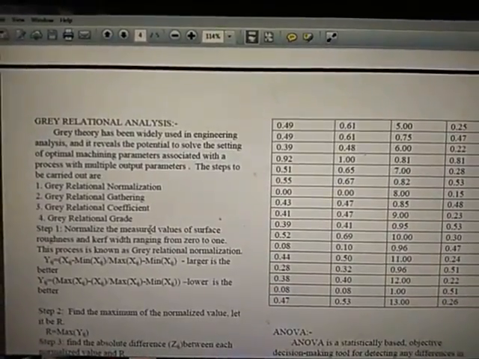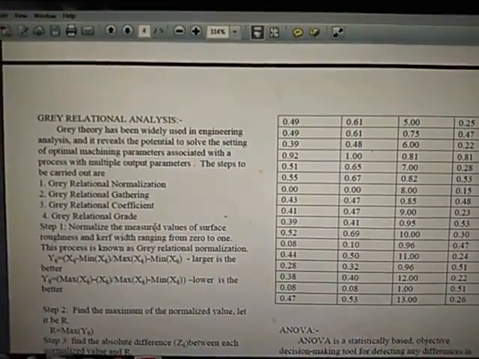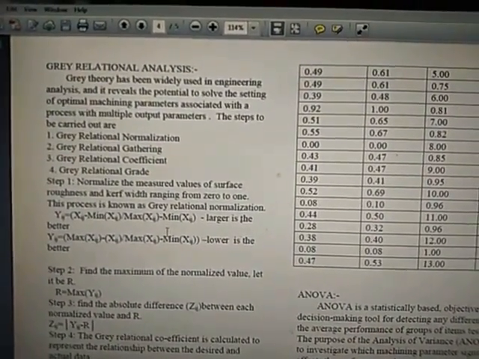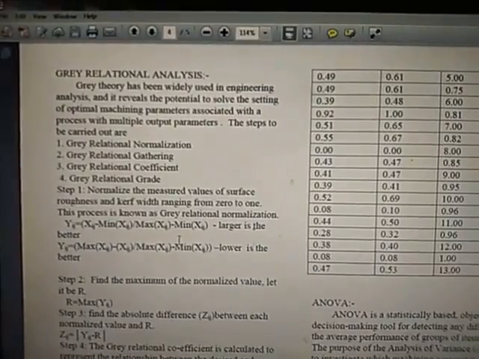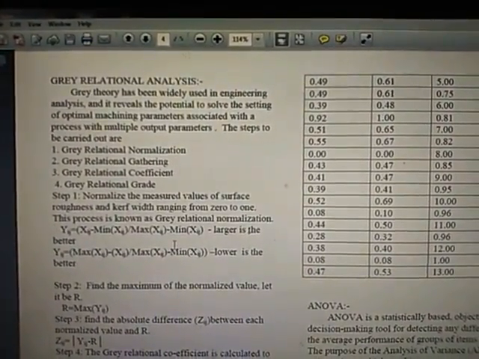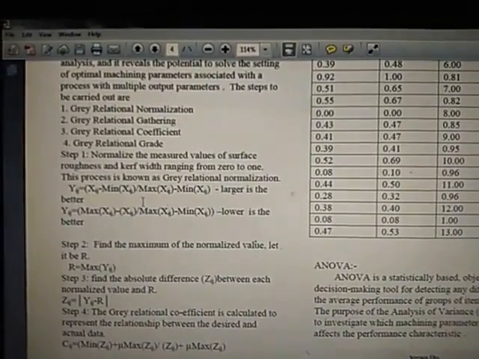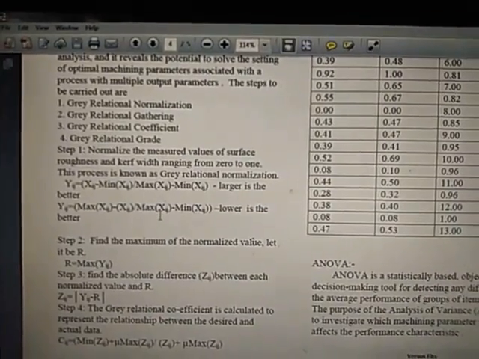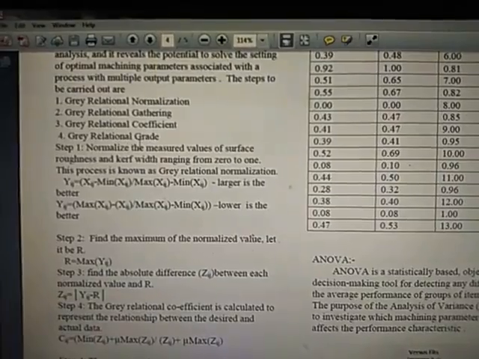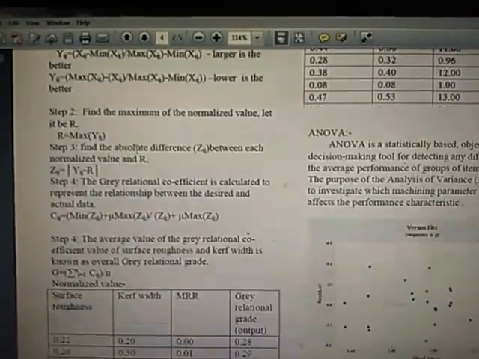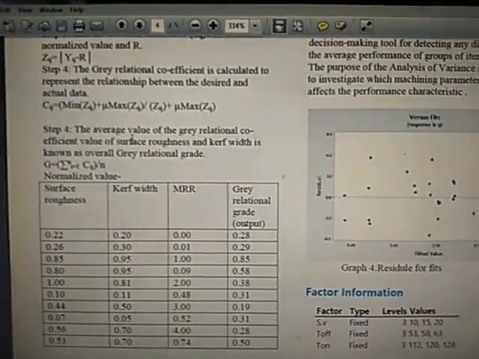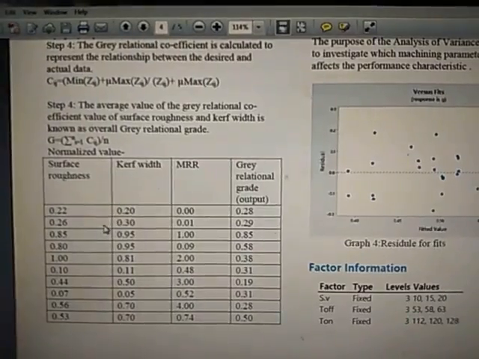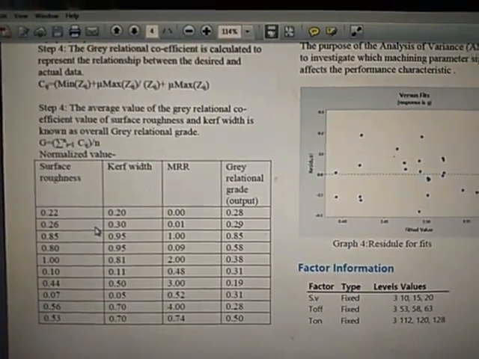Gray relational analysis. There are 4 steps: gray relational normalization, gray relational generation, gray relational coefficient, gray relational grade. In normalization, there are 4 to 5 formulas as per the steps. In the first normalization step, the normalization value lies between 0 and 1.